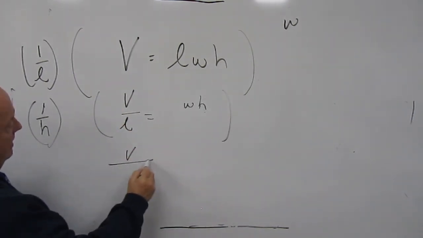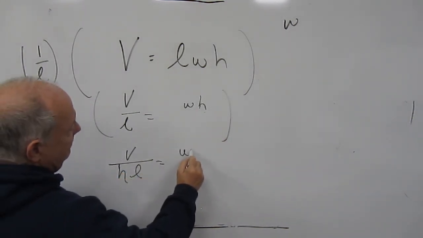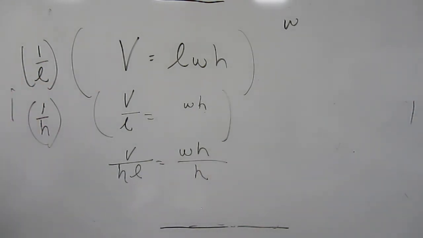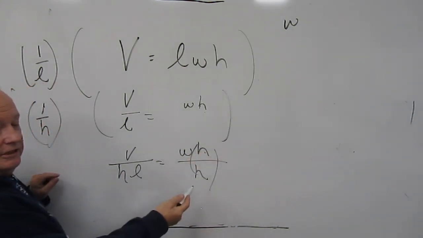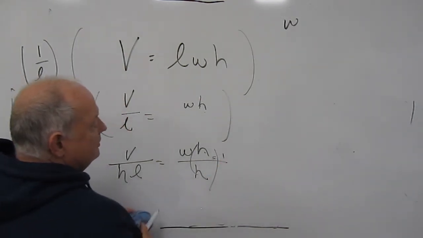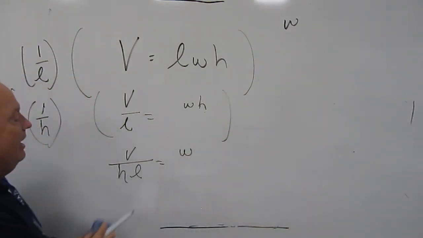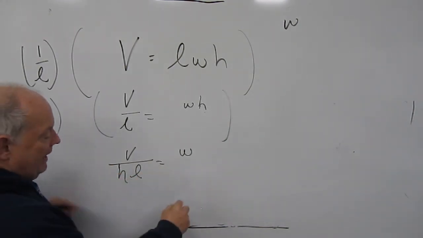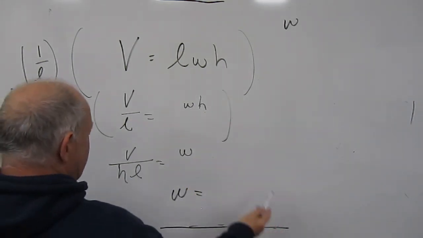V over L times 1 over H equals WH, this is longhand, over H. Now, as you see, H over H, put a little parentheses in there and you see it even more, is 1. So since it's 1, we can just simplify this. And now we have W equals whatever it equals. We can flip it back around so that W, the variable we're trying to find, is on the left side.